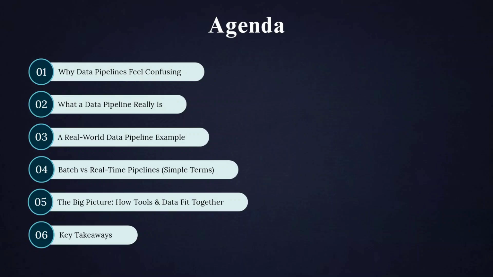Here is what we will cover today. First, why data pipelines often feel confusing. Then, what a data pipeline really is, starting at a high level and then looking at the core stages of a data pipeline. After that, I will walk you through a real world data pipeline example. We will also compare batch and real time data pipelines. Then we will zoom out and look at the bigger picture, how the tools and data fit together. And finally, we will wrap it up with a few key takeaways.